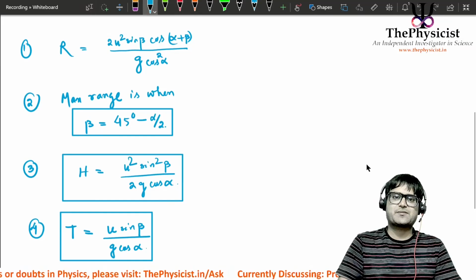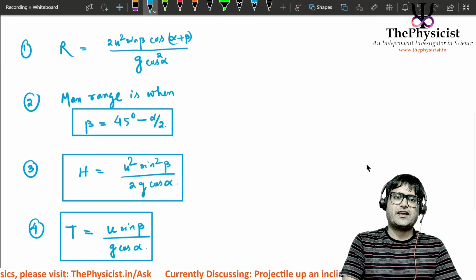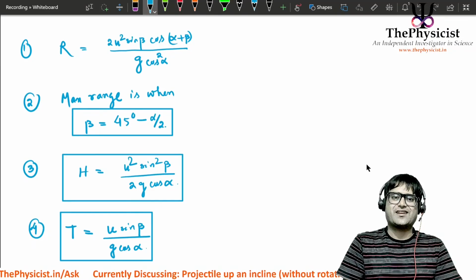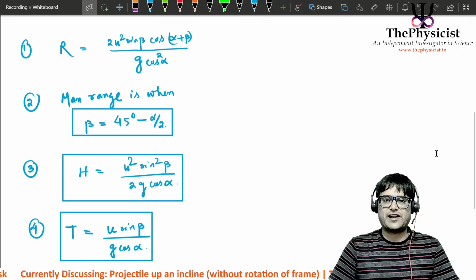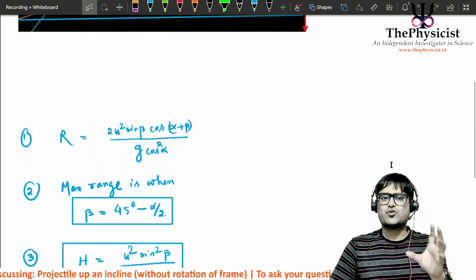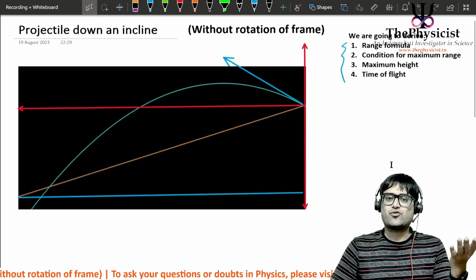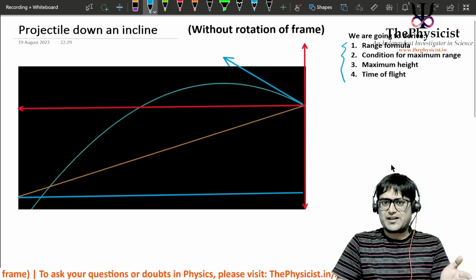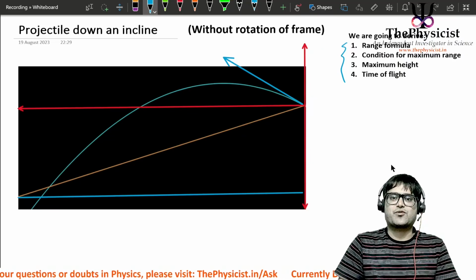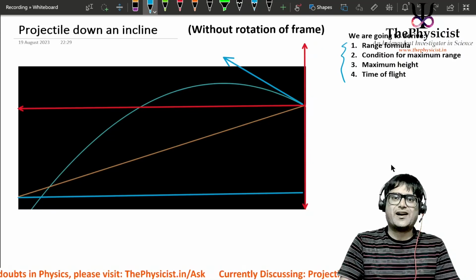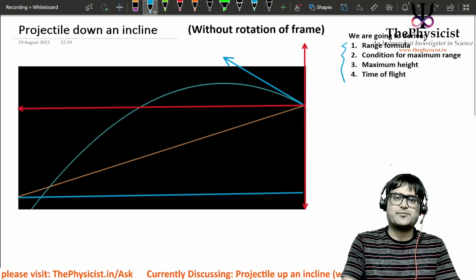it up an incline. These expressions are here: range, max range condition, then max height, and time of flight. We are going to use these four expressions that we obtained for the projectile up an incline to find out the corresponding values for the projectile down an incline. Right. So what is happening in this case? Let's quickly go through it.